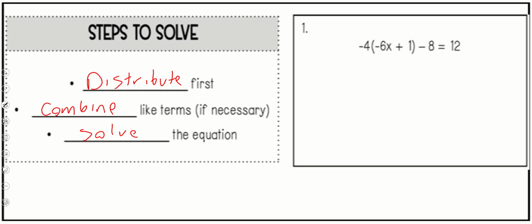All right, so we distribute. I'm going to move that negative 4 to both parts, just what's inside the parentheses. So negative 4 times a negative 6x makes positive 24x. Got to pay attention to our signs. Negative times negative makes that a positive. Negative 4 times positive 1, or times the plus 1, makes that a minus 4. That minus 8 is not part of the parentheses, so we keep that as a minus 8. Equals 12.